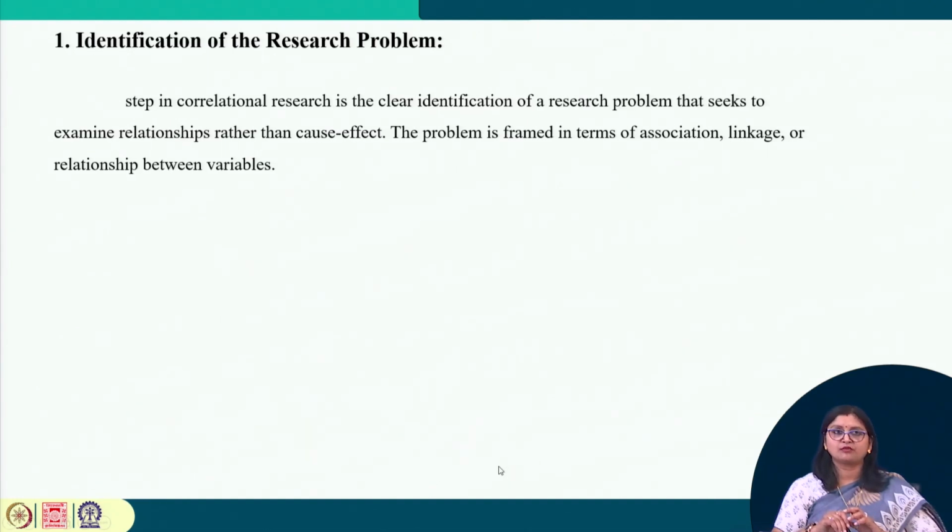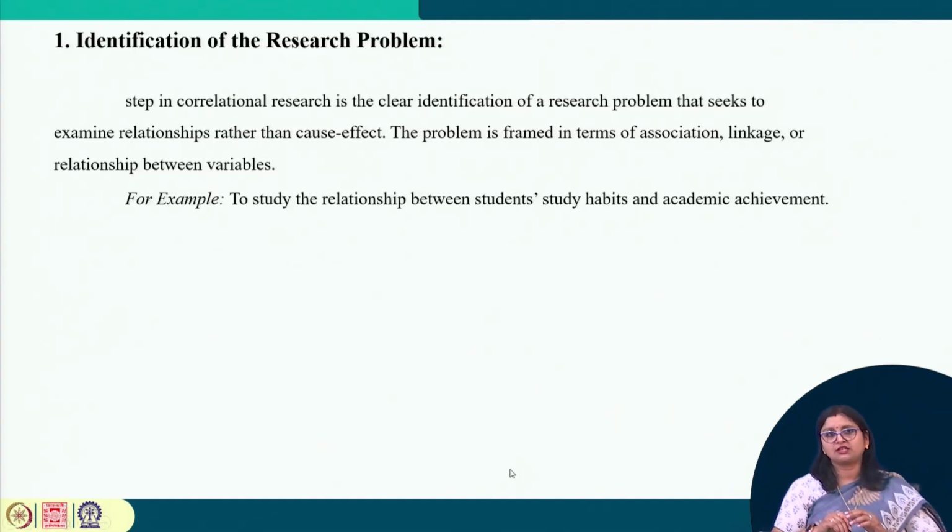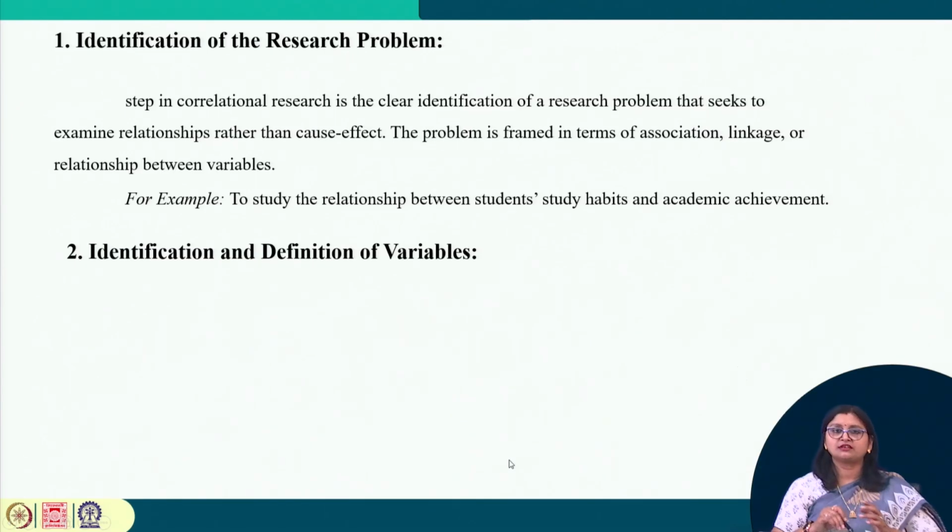Identification of the research problem step. This is the first step, in correlational research or any other research also. Clear identification of a research problem that seeks to examine the relationship rather than the cause and effect. The problem is framed in terms of association, linkage or relationship between the variables. For example, to study the relationship between students' study habit and academic achievement. These days students are slowly losing their study habit. So, I have taken this example.